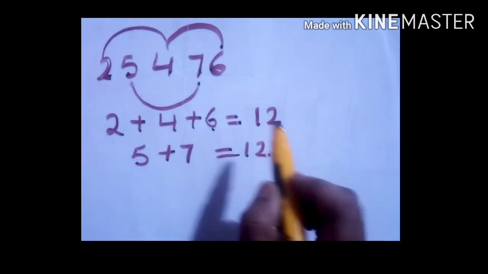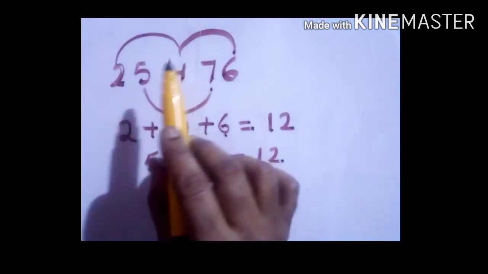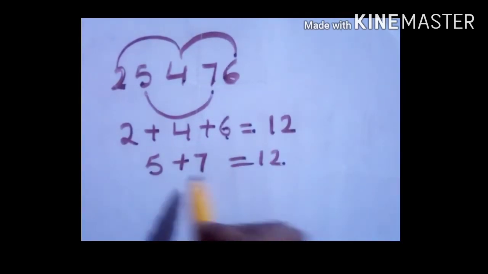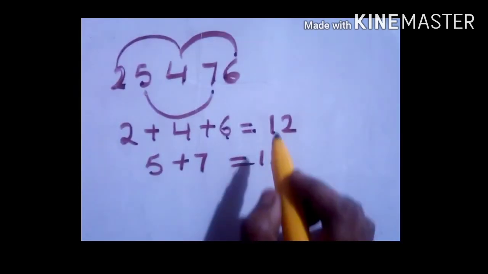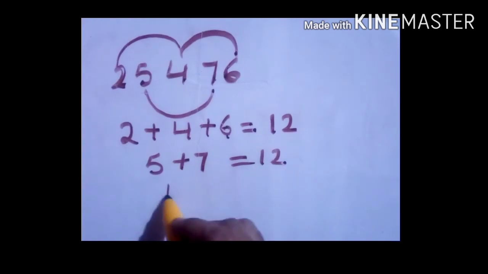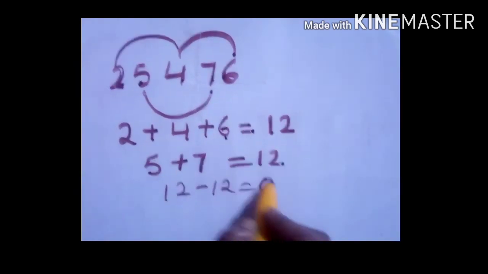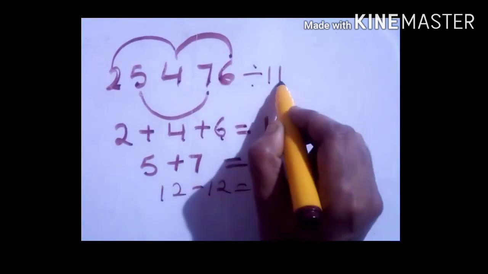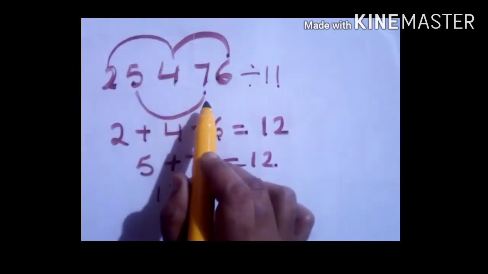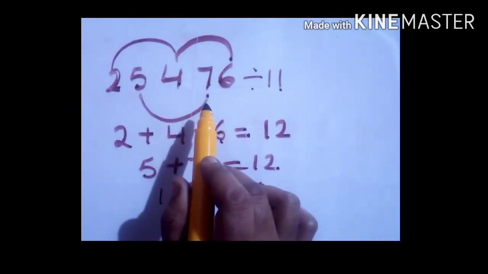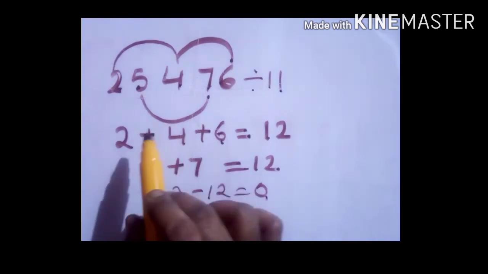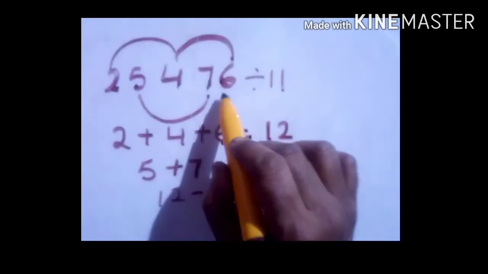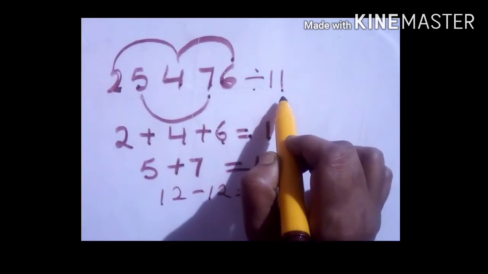So what I told you is the difference between the sums of the alternate digits. You got 12 and 12. So the difference between the sums of the alternate digits is 0. If it is 0, then it is divisible by 11. If the difference between the sums of the alternate digits is 0, then the number is divisible by 11. Let us take one more example.